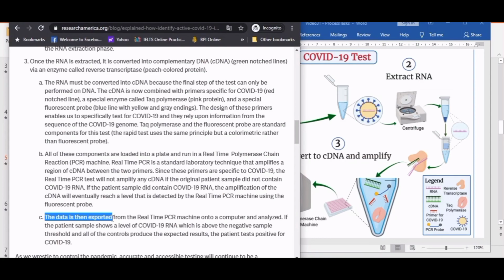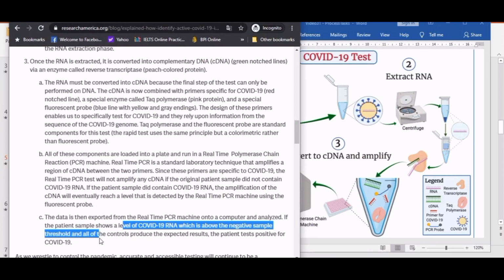If the patient sample shows a level of COVID-19 RNA which is above the negative sample threshold, and all of the controls produce the expected results, the patient tests positive for COVID-19. Hopefully this doesn't happen to you.